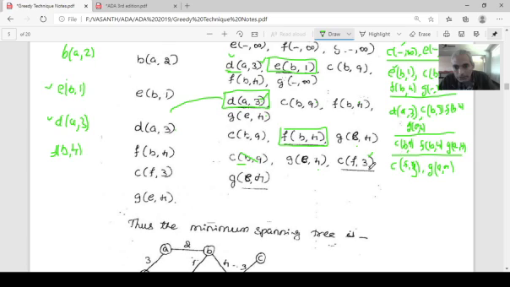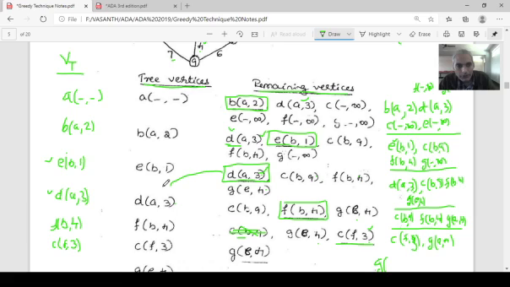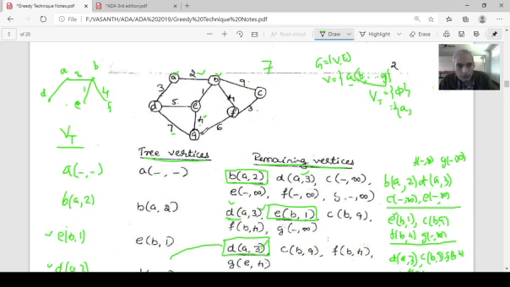So G. Now if you consider this G, three edges are coming. One is from D, one is from E and one is from F. Which is minimum? That is from E. So you will say E to G with a cost of 4. So now only one vertex is left.